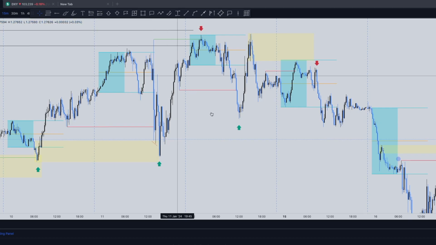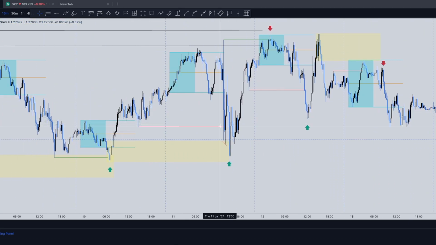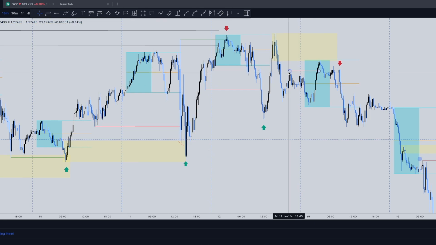Okay, so as you can see, they all have similarities between them, right? When we're looking at this one, for example, it has the POI to the downside, which is where we're looking for our entries. Even this one, we have our internal range liquidity, and on top of it, we have our supply zone.